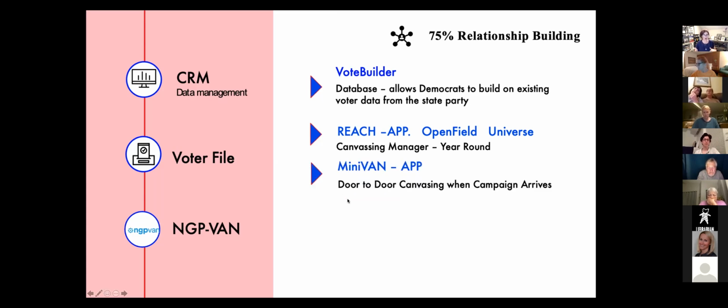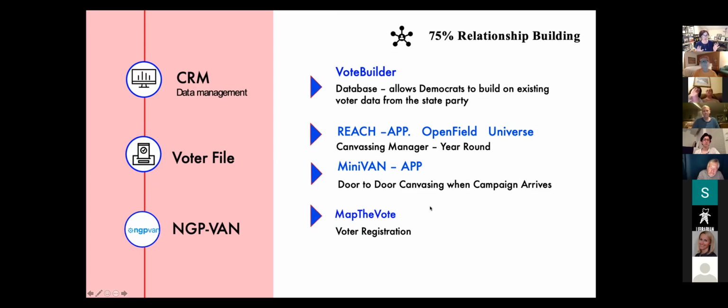Now, Minivan. All of us across the state here in Indiana have access to Minivan because it's an app through VAN. It is usually used for door-to-door canvassing when the campaign arrives and they're cutting turf, and hopefully there's enough data in there that they give you lists and you go out to do the door-to-door knocking. So this is the relationship builder.